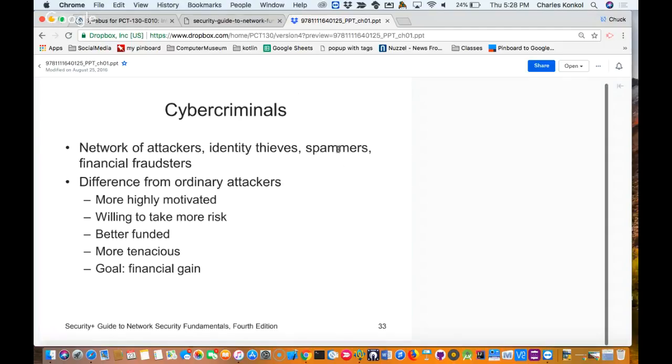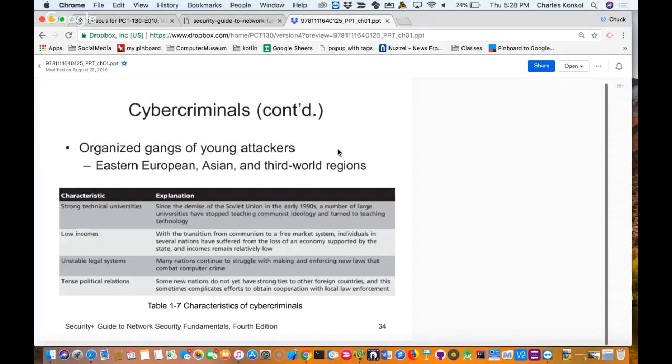So cyber criminals, these are a network of attackers, identity thieves, spammers, financial fraudsters, and they move in different ways. They're more highly motivated. They're willing to take big risks. They're better funded, more tenacious, and the goal is financial gain. So underneath this category, we have what's called the gangs of young attackers, which are in Eastern Europe, Asia, and third world countries. And the characteristics for the first group is strong technical skills.